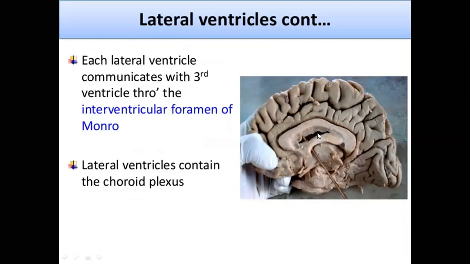The lateral ventricle contains choroid plexus. The formation of CSF is because of the choroid plexus. Choroid plexuses are tufts of capillaries, a bunch of capillaries, along with the ependyma. So through the blood of the capillaries, the CSF is produced.